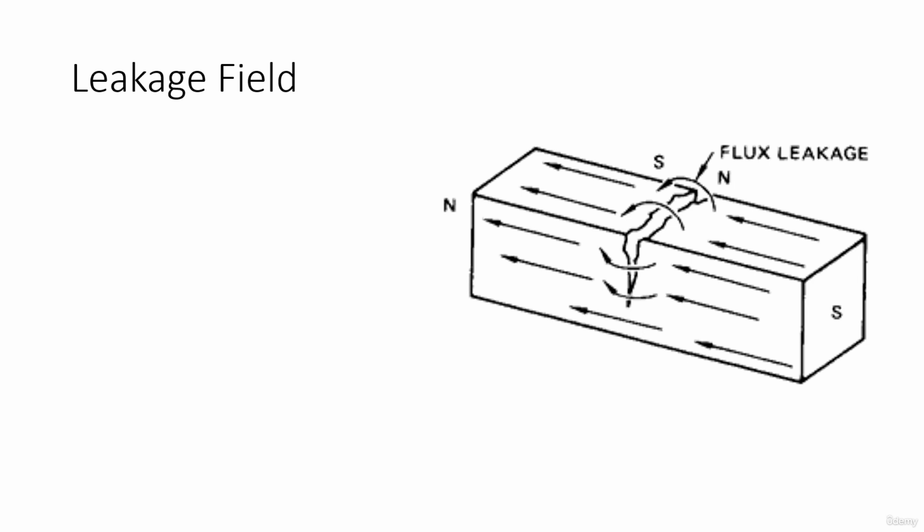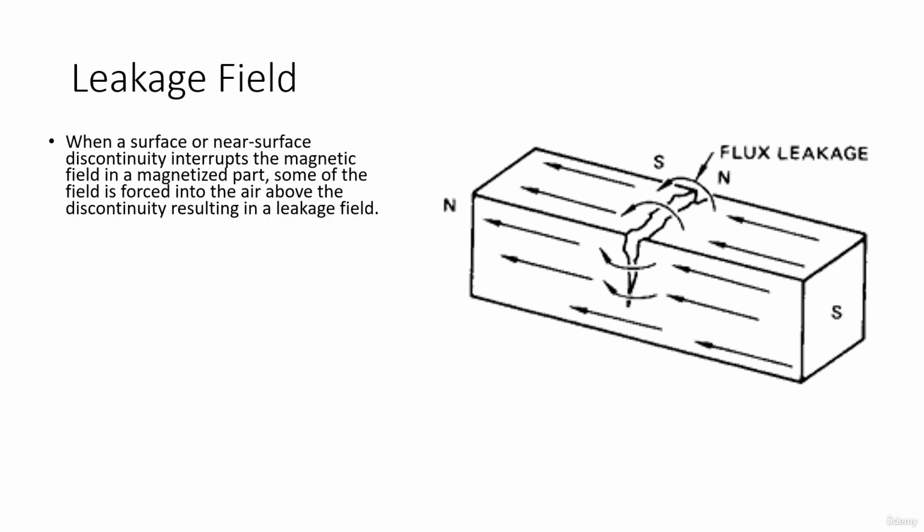One of the keys here is a leakage field. We're talking about flux leakage. When we have a surface or near surface discontinuity, some break in the surface, it's also going to disrupt the magnetic field of the part that we've just magnetized. Some of the field is going to be forced into the air above the discontinuity, resulting in what we call a leakage field. When we sprinkle our iron dust onto the part, the leakage field is where the magnetism is going to cause our dust to accumulate, and it's going to show us the flaws.